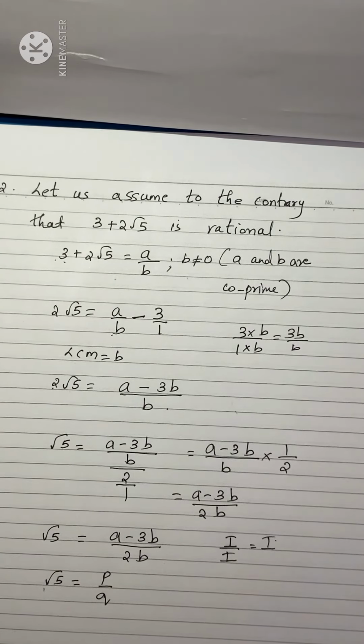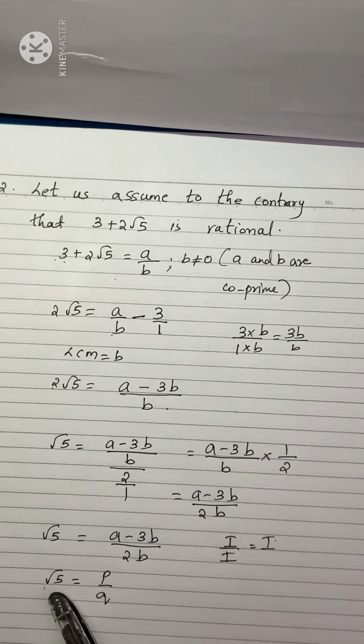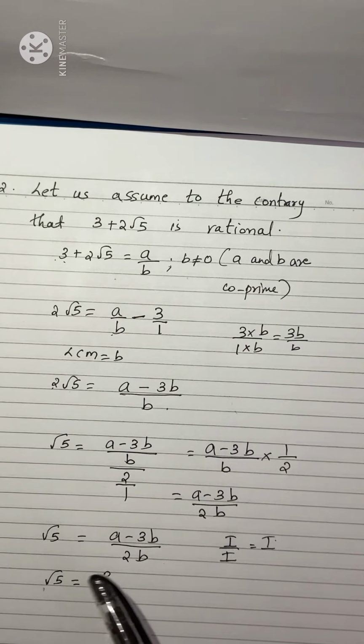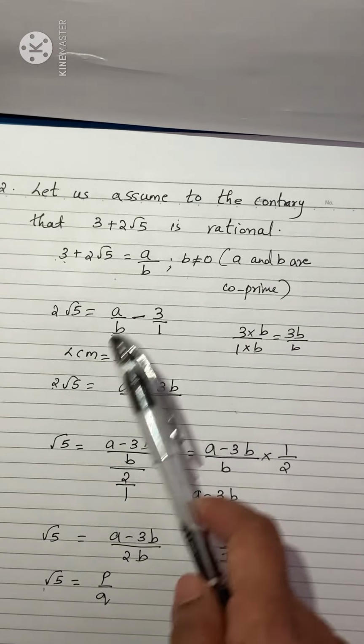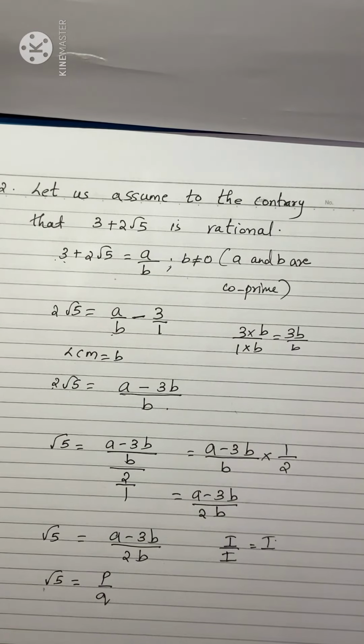So the contradiction occurs. Therefore here the RHS is a rational number. Therefore root 5 is also a rational number, because LHS and RHS are equal. But we know that this root 5 is irrational. Therefore we can conclude that our assumption was wrong and 3 plus 2 root 5 is irrational.